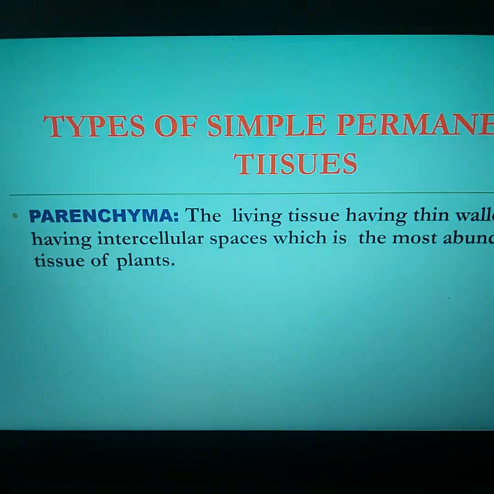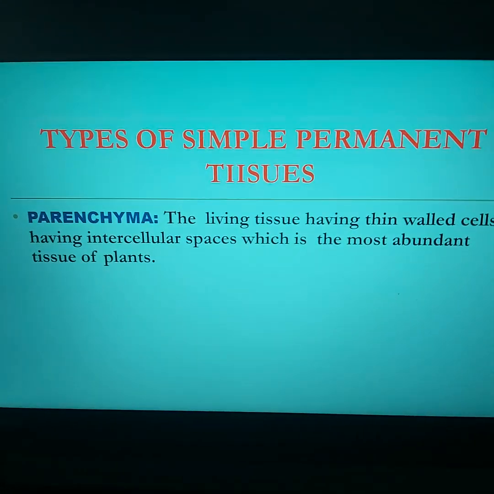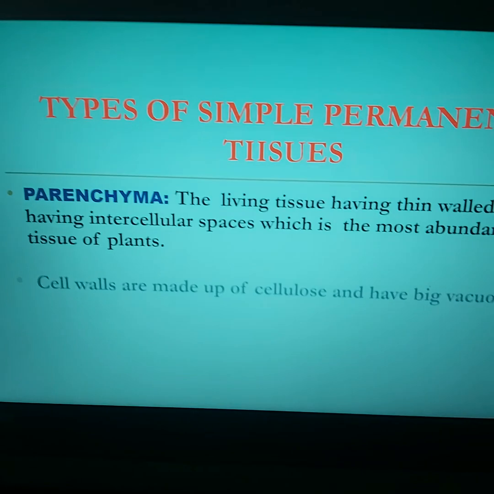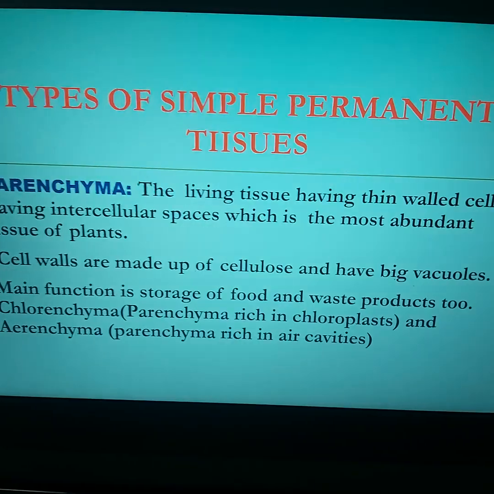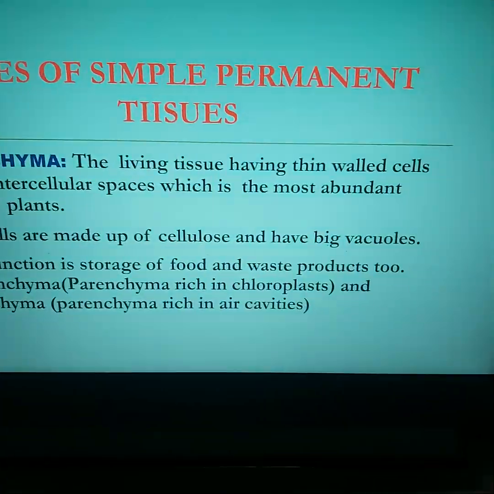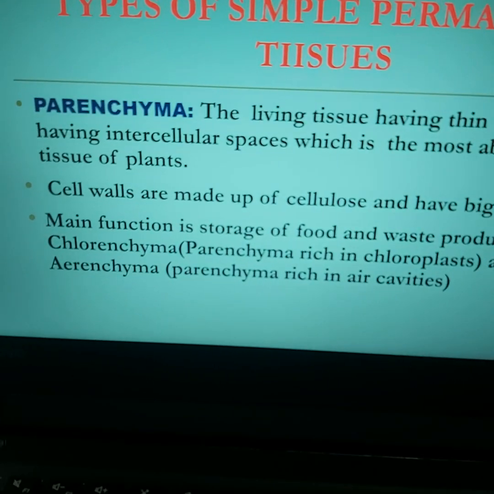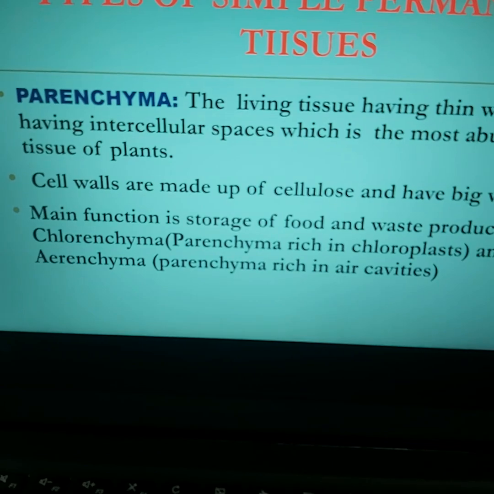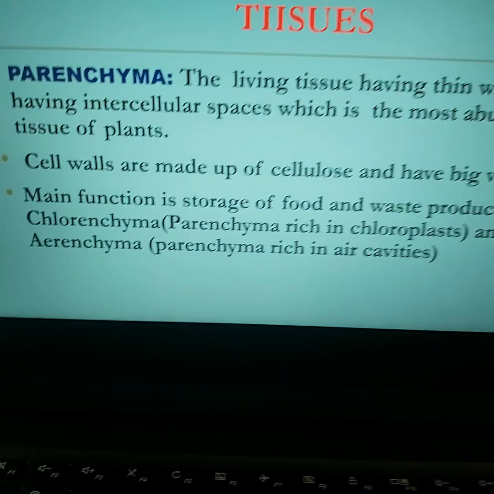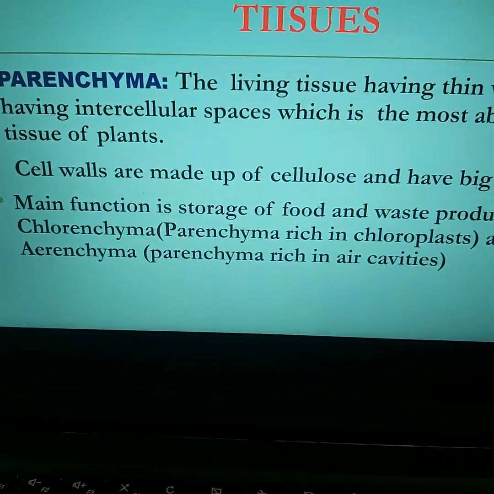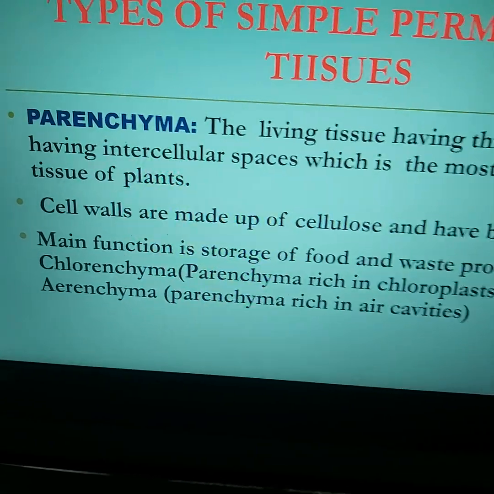The first one, parenchyma, which is a living tissue made up of thin cell walls of cellulose, and it is the most abundant tissue in plants. They have big vacuoles. The main function of this tissue is storage of food and waste products. As I said, parenchyma can be further divided into two types. Chlorenchyma, that is the parenchyma rich in chloroplast, involved in food making in the leaf, and aerenchyma, the parenchyma rich in air cavities found in aquatic plants, which gives the ability to float, or buoyancy.